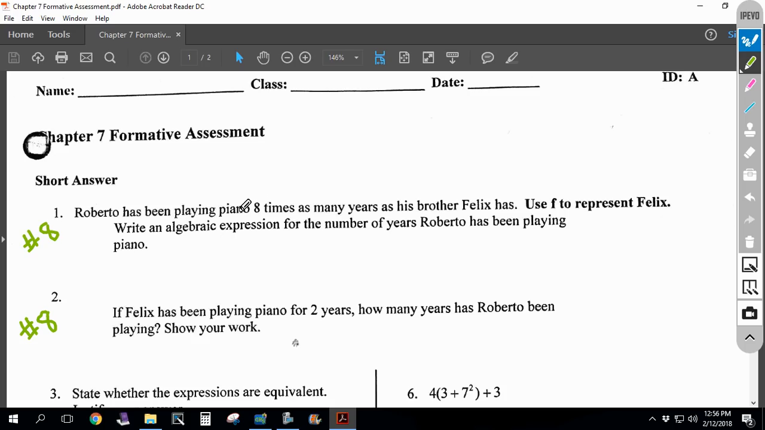So, Roberto has been playing piano 8 times as many years as his brother Felix has. Okay? It says use F, so we're using the variable F to represent Felix. Write an algebraic expression for the number of years that Roberto has been playing piano. I mean, it kind of gives it away because it says that word right there. We know that it's going to be 8 times the amount of years that Felix has been playing the piano. The thing you have to realize is, well, how do you write it?